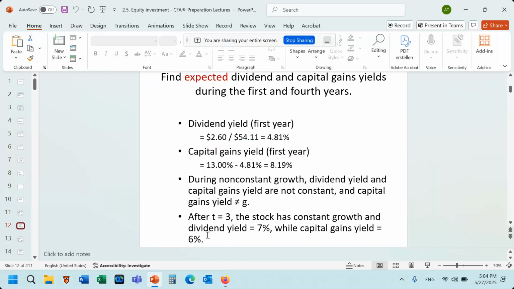It says capital gain yields should be calculated for the first year. And this would be 13%, that is cost of capital, and 4.81%, which is dividend yield. Notice that the stock in equilibrium would always pay us cost of capital, and we got some of this payment as a dividend yield, and the rest of it comes as capital gain. So we go 13 minus 4.81%.